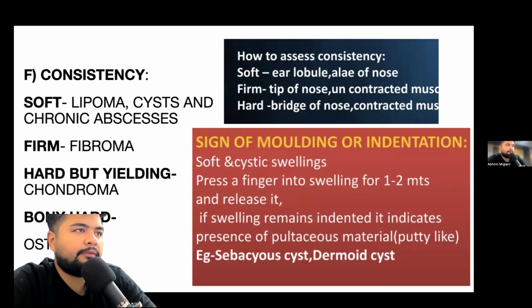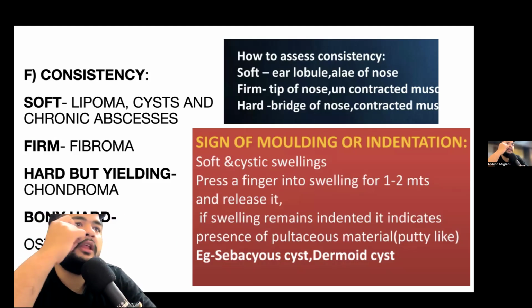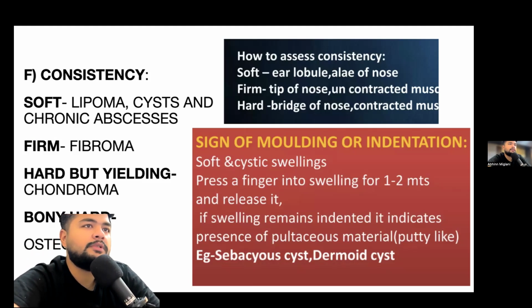Consistency. Soft, for example lipoma, cysts, and chronic abscesses. Firm, like fibroma. Hard but healing, like chondroma. Bony hard, like osteoma. So, how to assess the consistency? Soft: we check the ear lobule, the tip of the nose, and uncontracted muscle. Hard: bridge of the nose and contracted muscle.